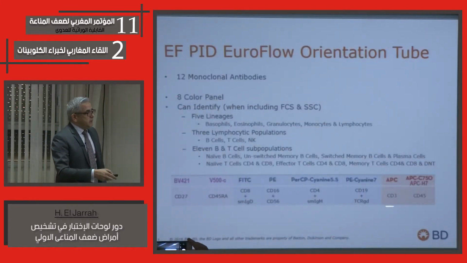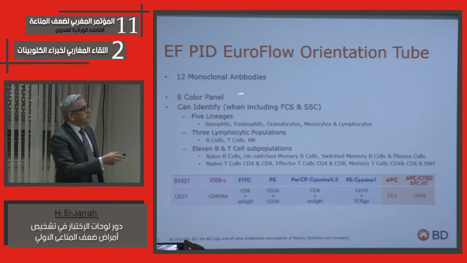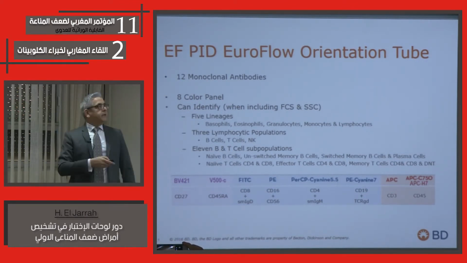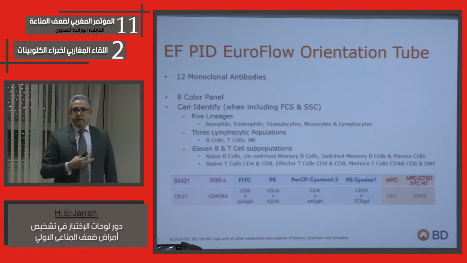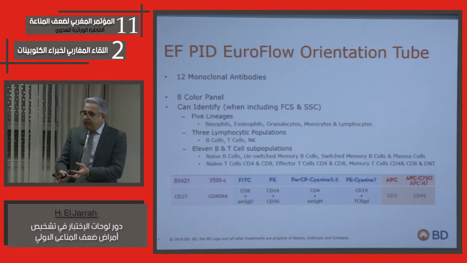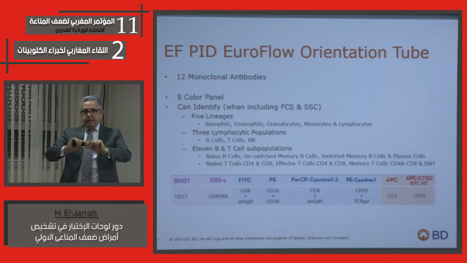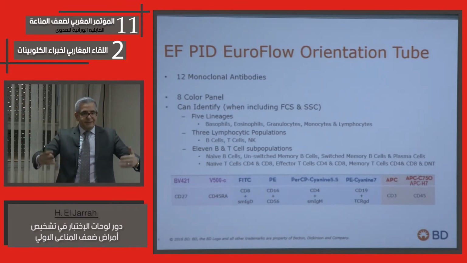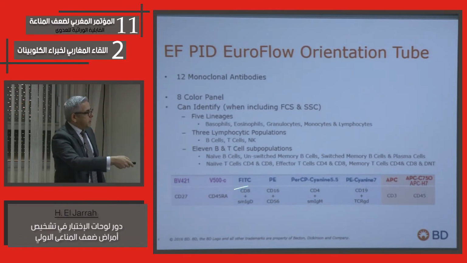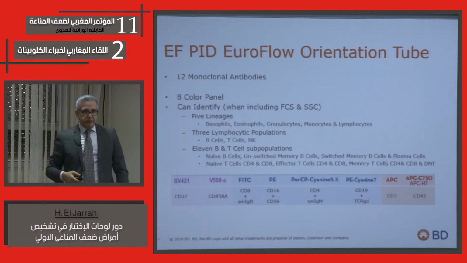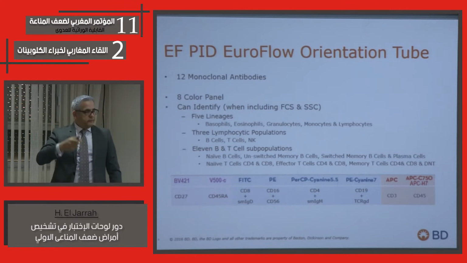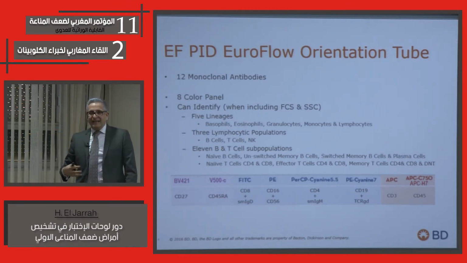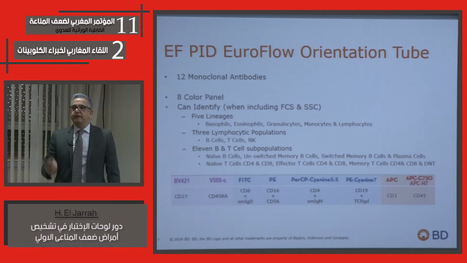So this is the design of your tube. It contains 12 monoclonal antibodies, and it's an 8-color panel. So it's a smart design. It means we increased our ability to use more markers than the number of colors. And the smart part of the design is that they're combining markers that can never ever happen on the same cell.